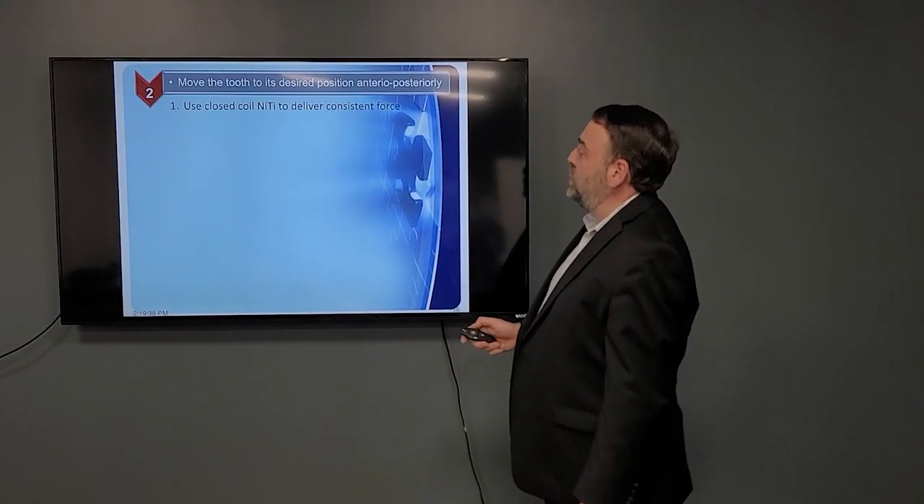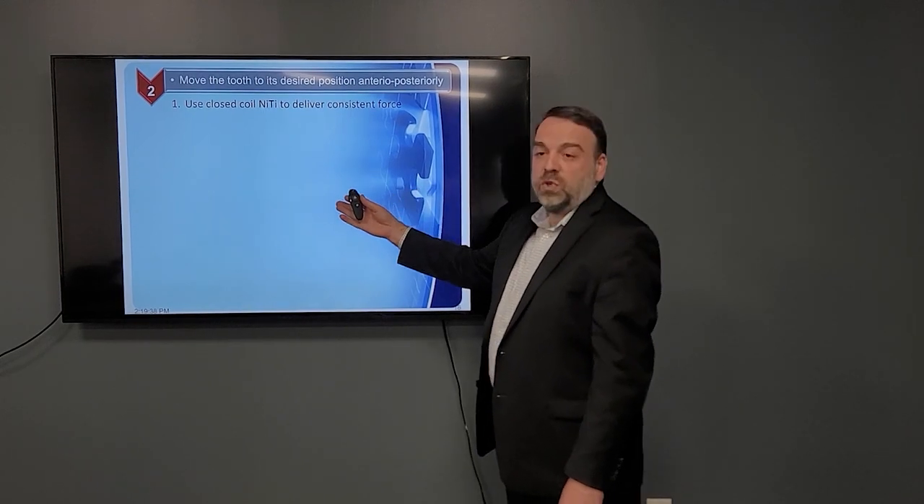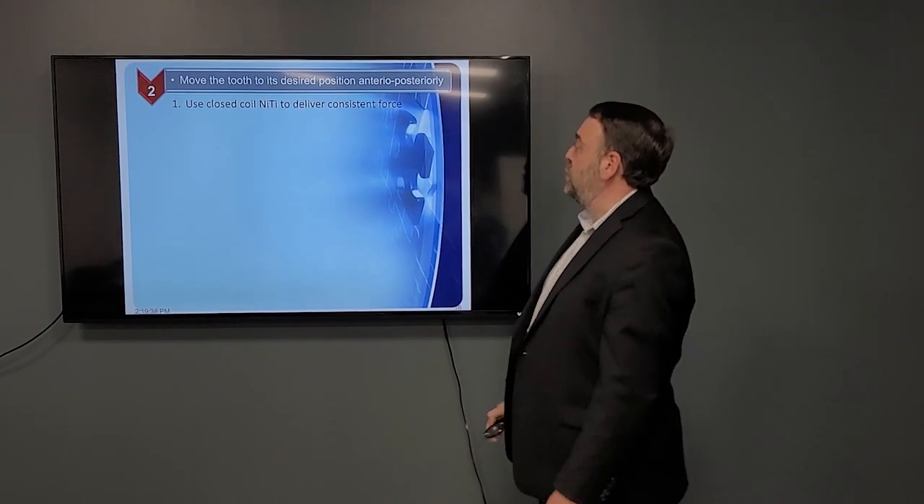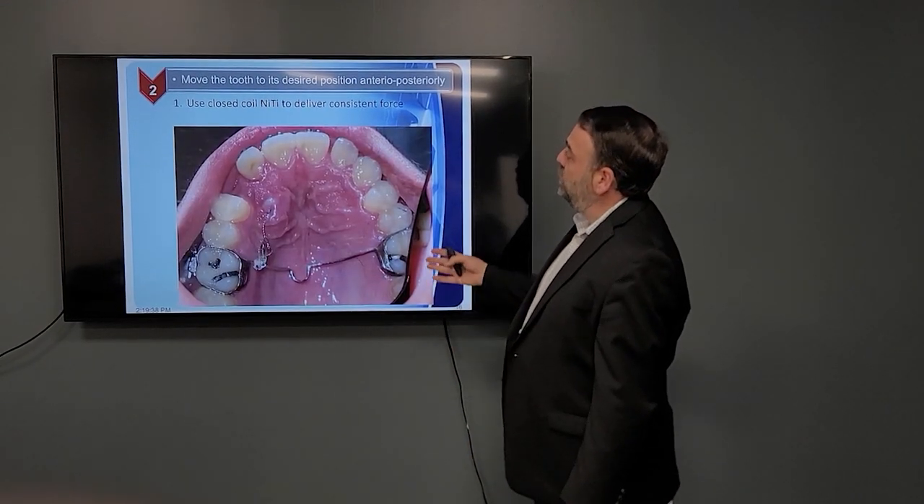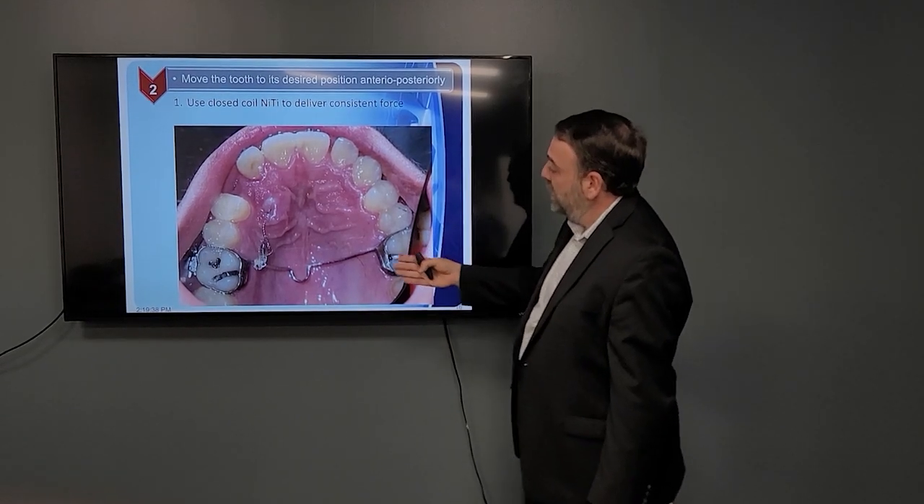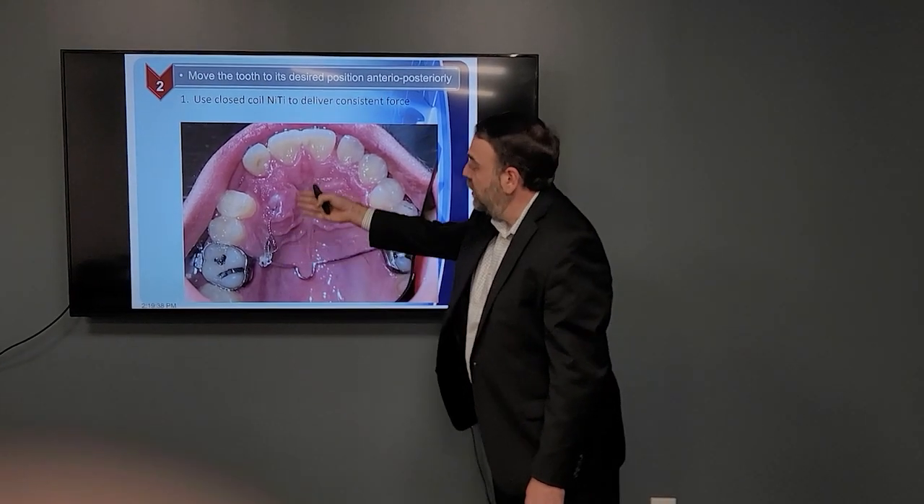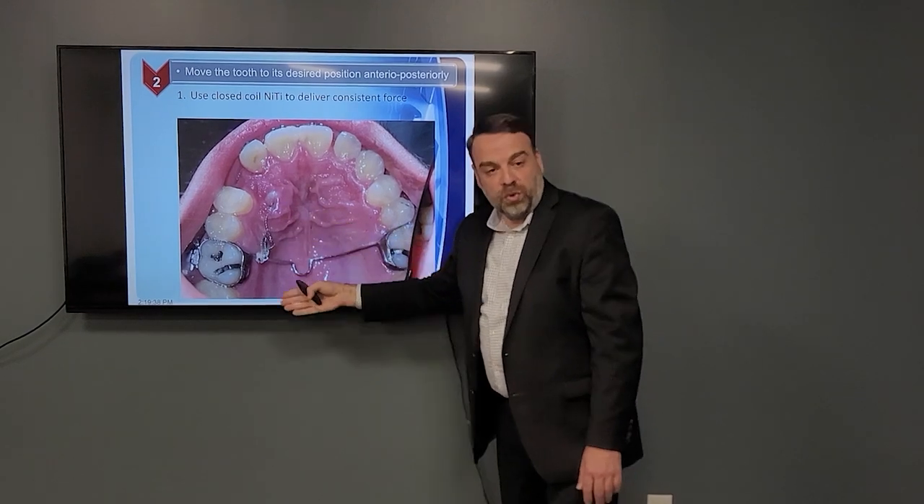And usually we do this either with a nitinol closed coil, with a power chain, or with a zinc string. I will show you a case where we use a nitinol closed coil. So you put a nitinol closed coil to bring the impacted tooth backward.